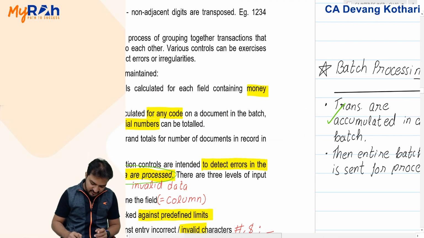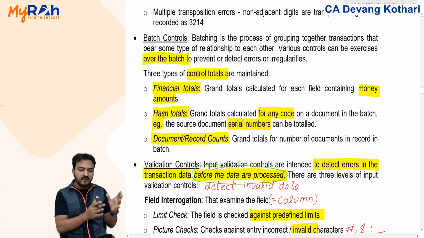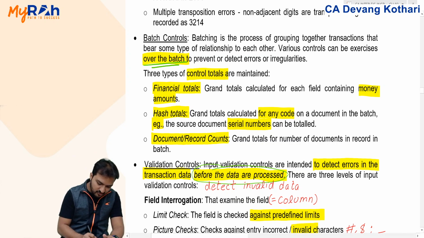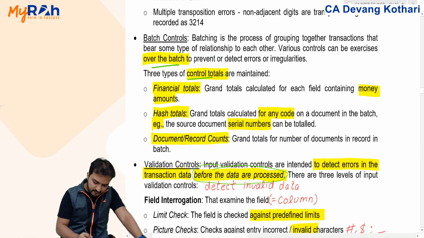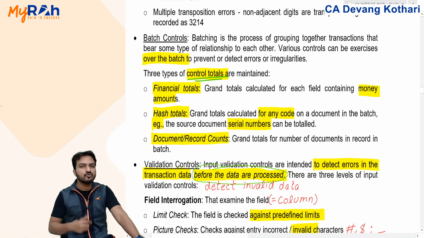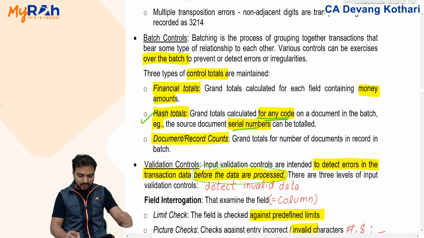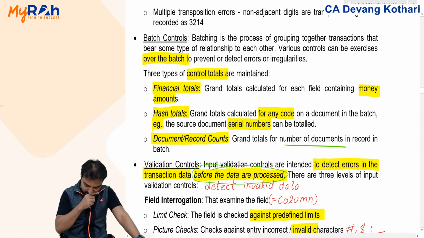Now this batch which is accumulated, before it is sent for processing, the entire batch is subject to some controls like control totals. So batch controls are the controls implemented over the entire batch, under which there are three different types of control totals that are maintained. Financial totals are the totals made of money amounts. Hash totals are the totals made for any other codes like serial numbers, ID numbers, etc. And document record count is the number of transactions, the number of documents in a record.